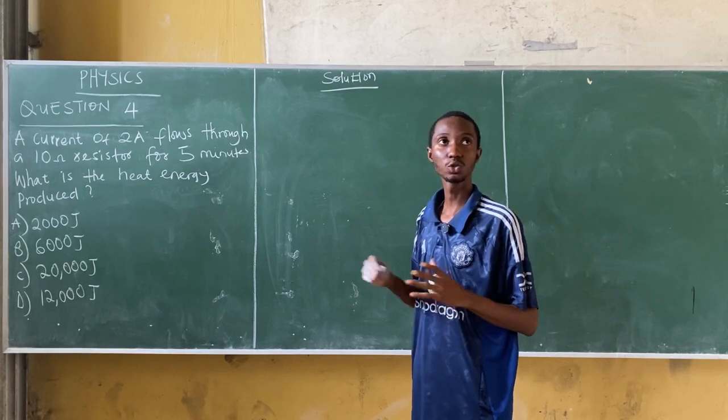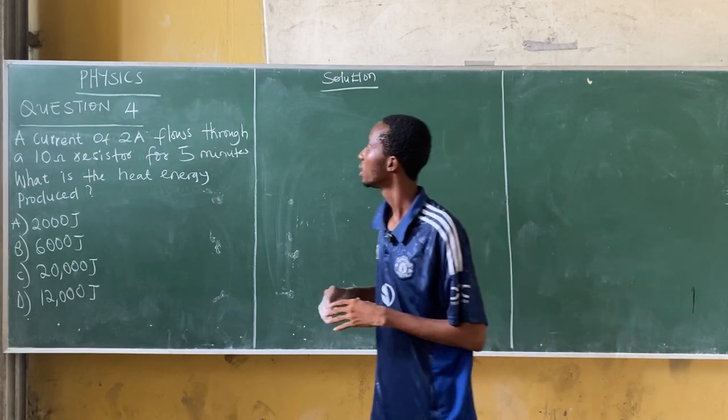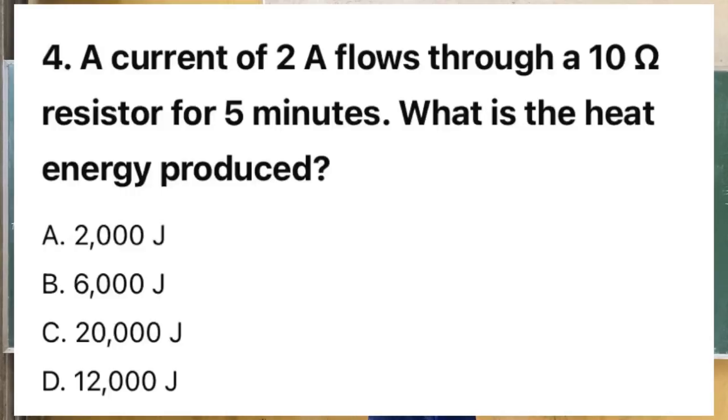Question 4 for today says a current of 2 amps flows through a 10 ohms resistor for 5 minutes. What is the heat energy produced? Option A, 2000 joules. Option B, 6000 joules. Option C, 20,000 joules. Option D, 12,000 joules.